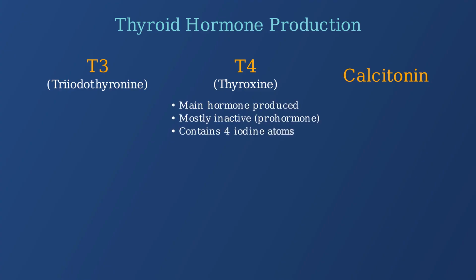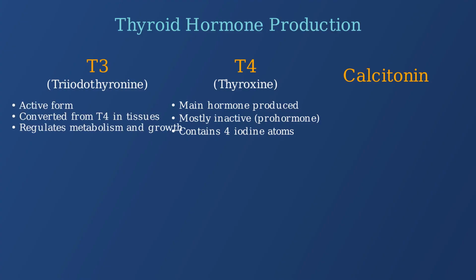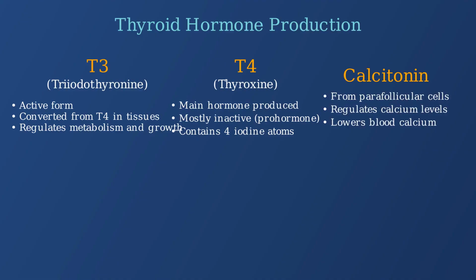T4 is the primary hormone produced by the thyroid, but it serves mainly as a prohormone. It contains 4 iodine atoms. T3 is the active form, converted from T4 in peripheral tissues. It influences metabolic rate, protein synthesis, and growth. Calcitonin is secreted by parafollicular cells and plays a role in calcium homeostasis by lowering blood calcium levels.